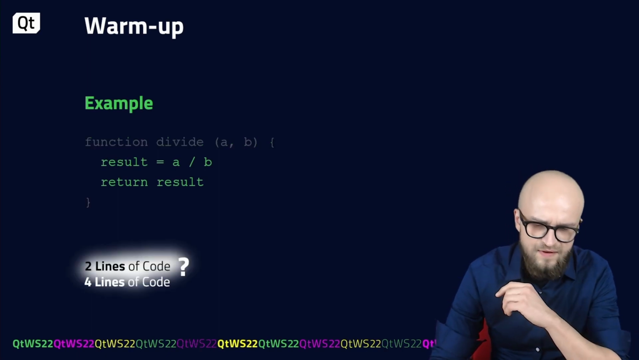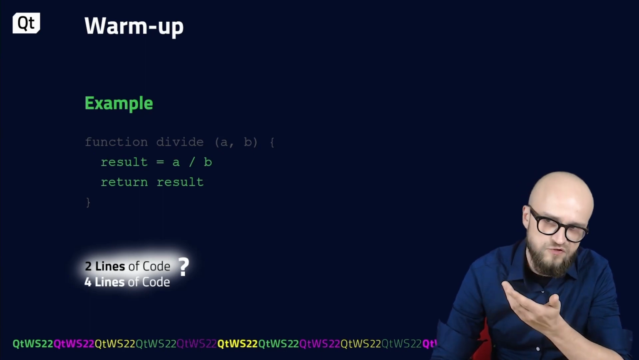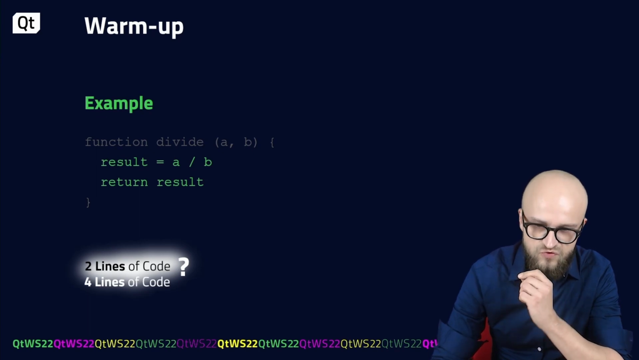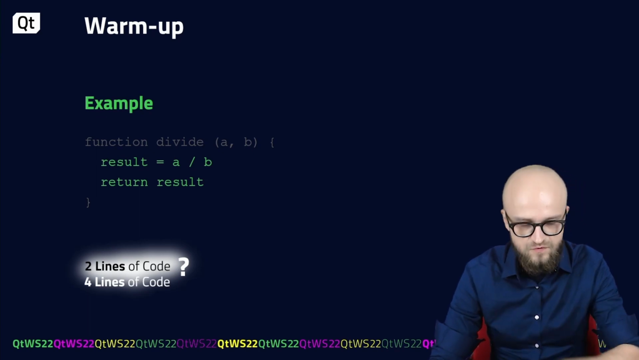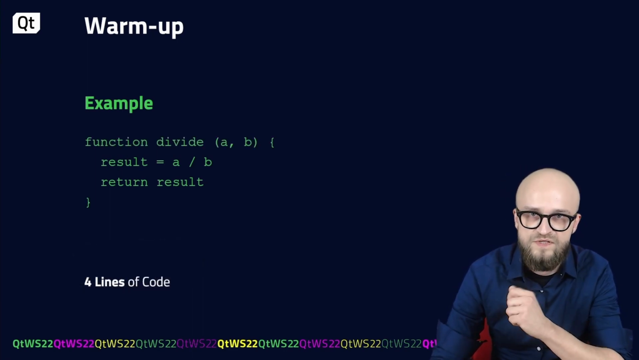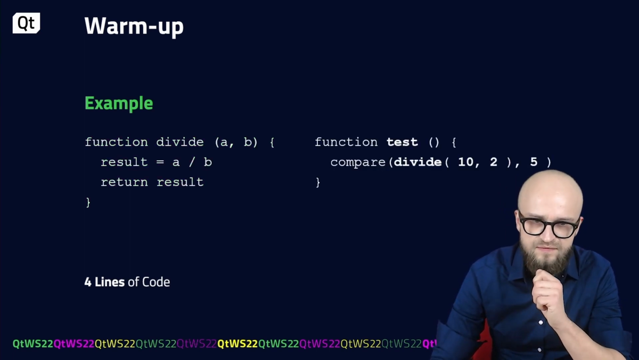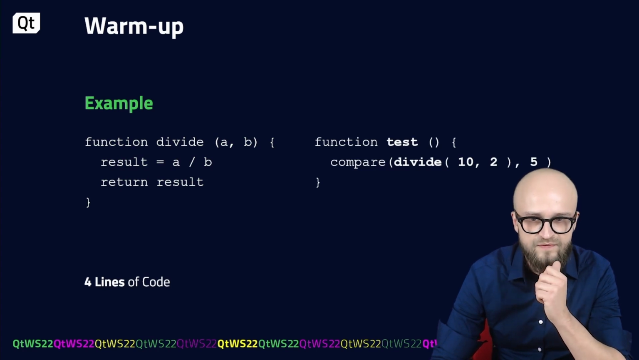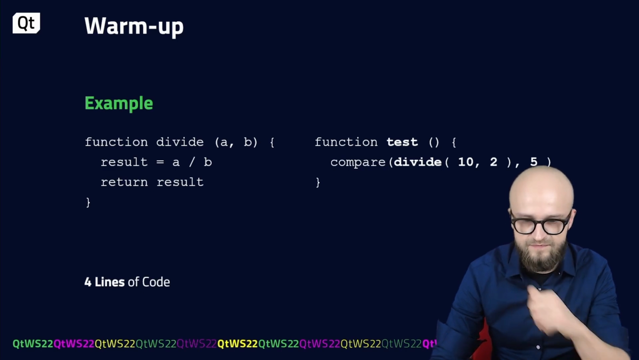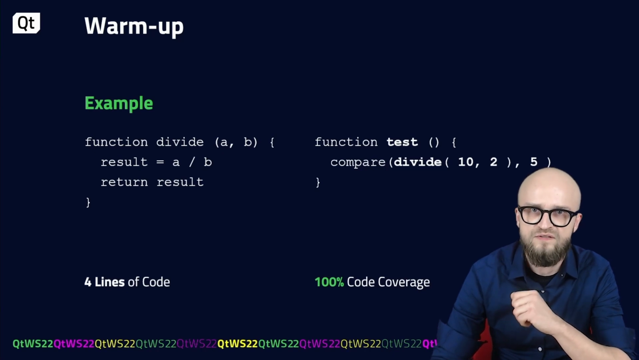But this is quite controversial when it comes to code coverage. A few people will say there are 2 lines of code and not 4. But for this example and within this talk, we are going with 4 lines of code. Now we have a test which calls the function divide with 10 and 2 and compares the result with the number 5. And with this little test, we have already gained 100% code coverage.